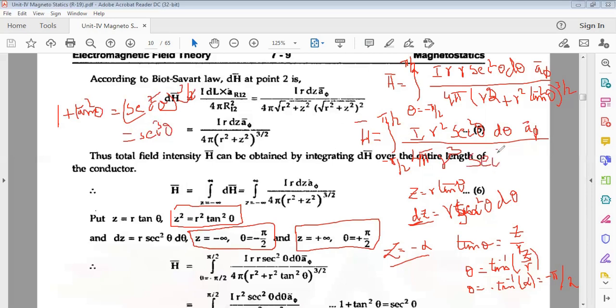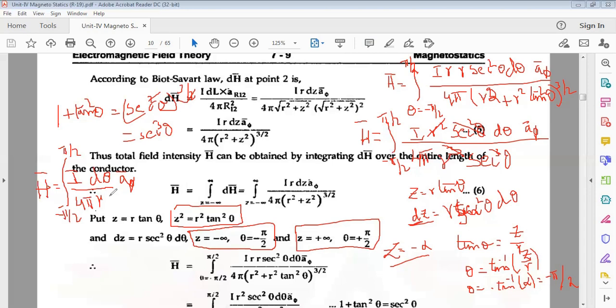So it becomes secant cube theta. Here the R square is there, and you can cancel this, and secant square theta also cancels. So the final value of h bar is equal to I d theta a phi bar in the numerator, from minus pi by 2 to pi by 2, and in the denominator we have only 4 pi R secant theta. The d theta is there.